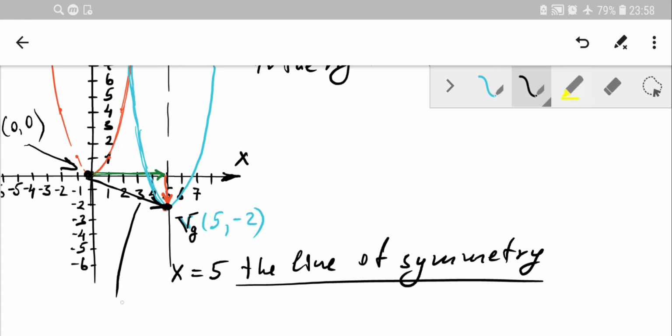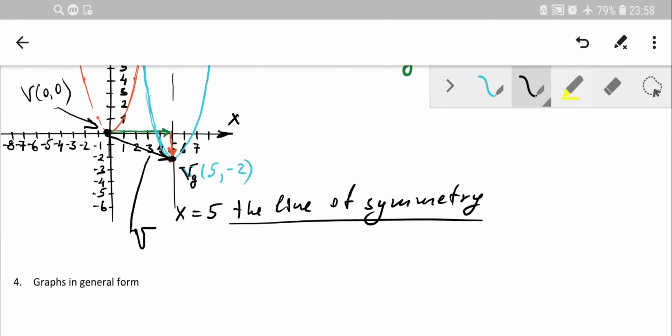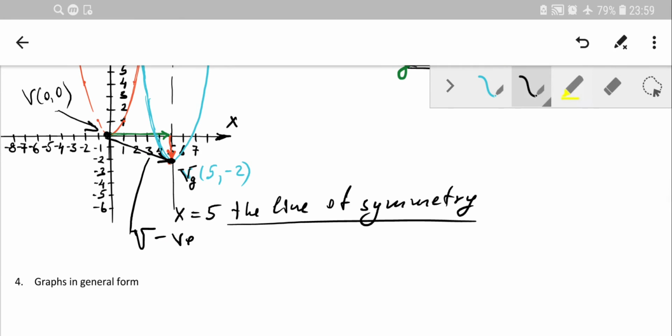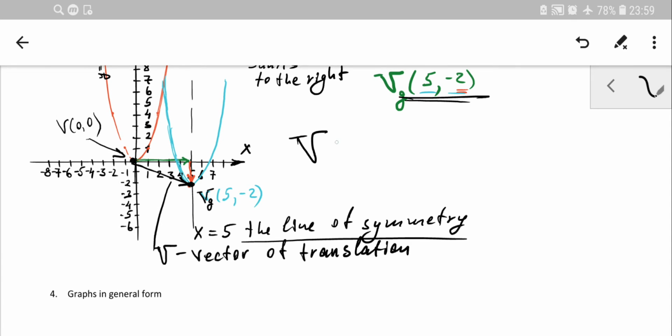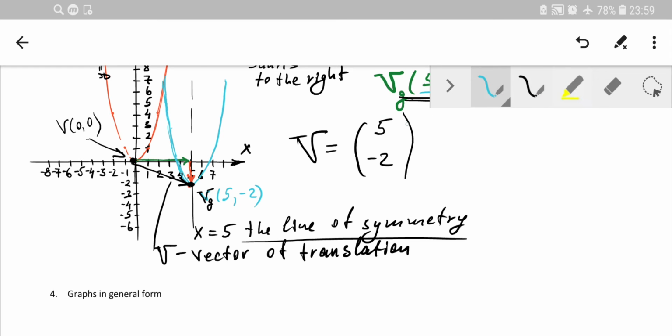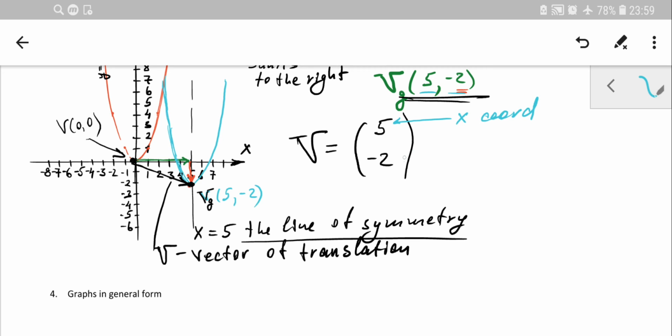So you can put the letter V to denote this is the vector of translation. You can depict it here. So as any vector, we can use the vector of translation. It basically shifted the parabola 5 units to the right, so that's why 5 is positive, and -2 units down. So simply as any vector, this is the x coordinate of the vector, and this is the y coordinate.